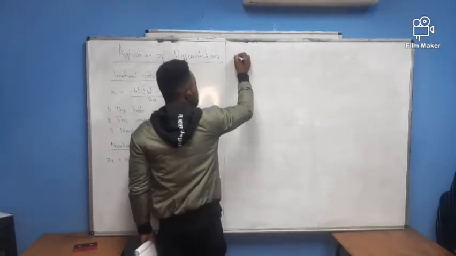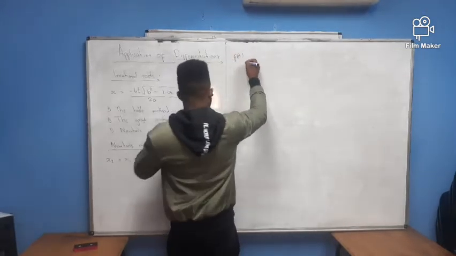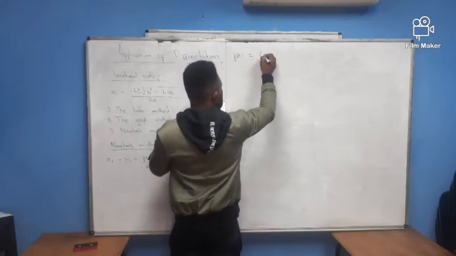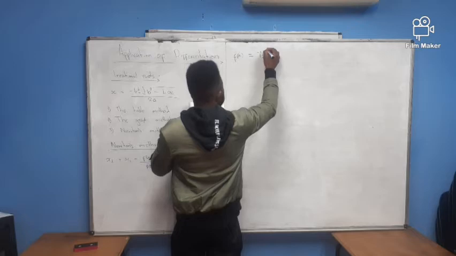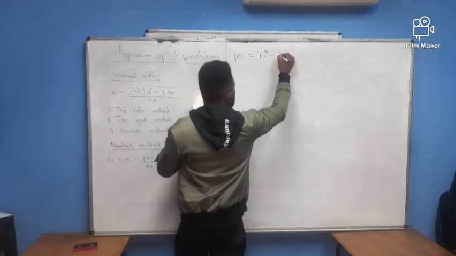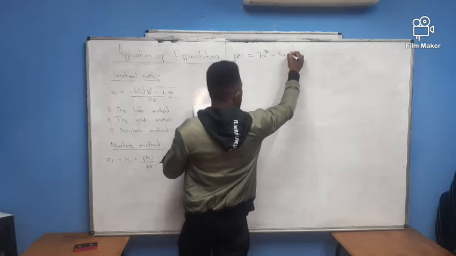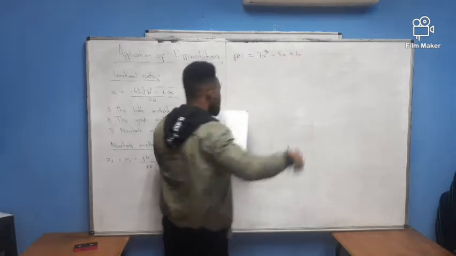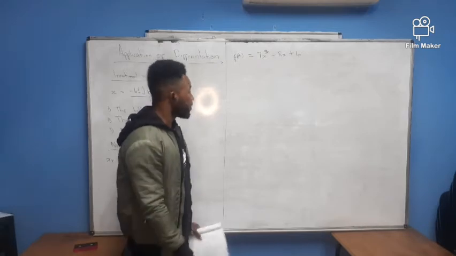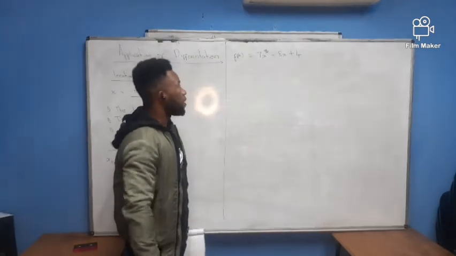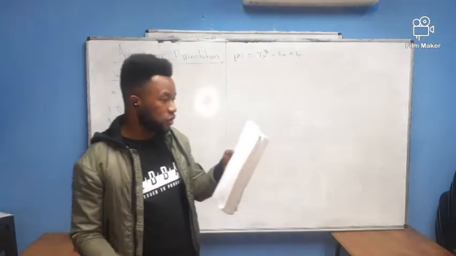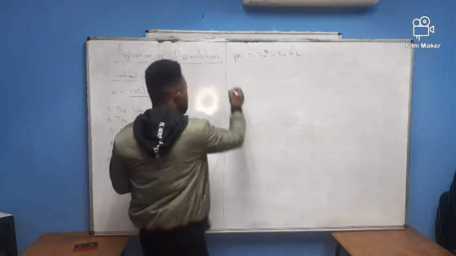It says f of x is equal to 7x to the power 3 minus 8x plus 4. So you are given a certain function which says 7x cubed minus 8x plus 4. So your first question, I'm going to post the question so you can see it, is 3.1.